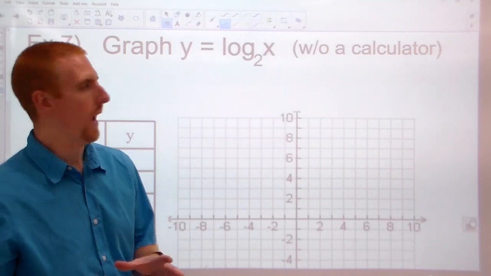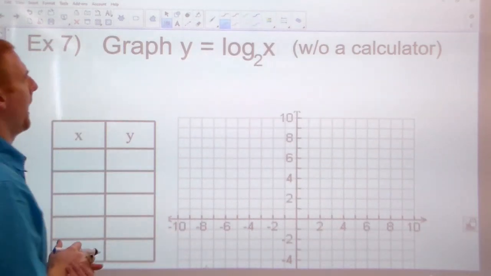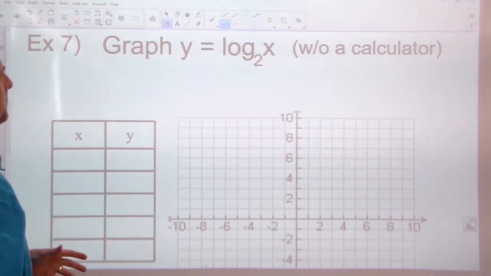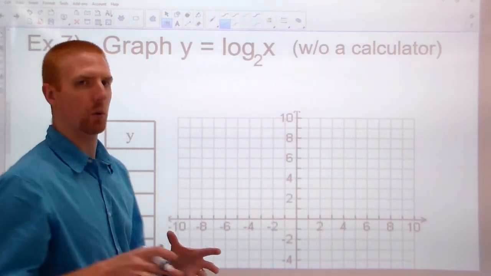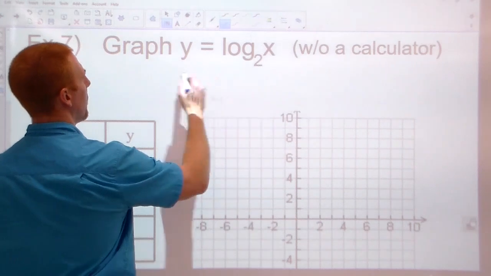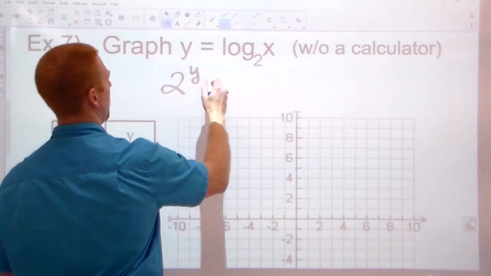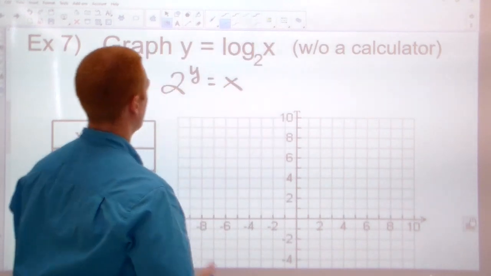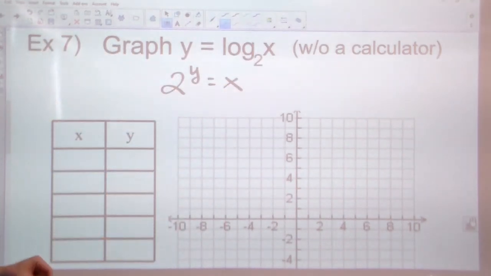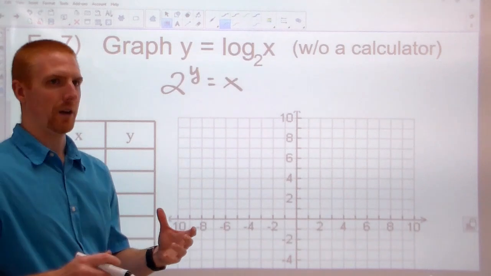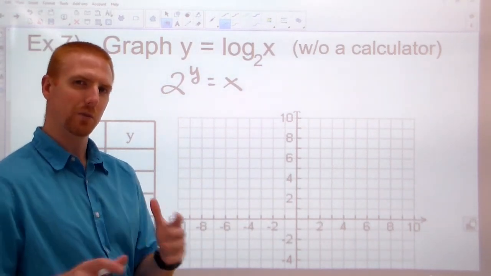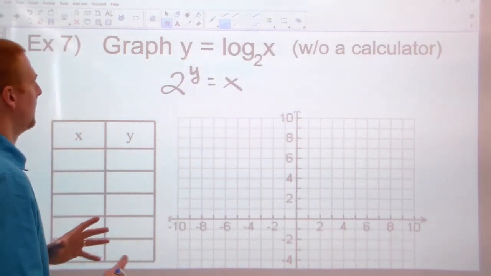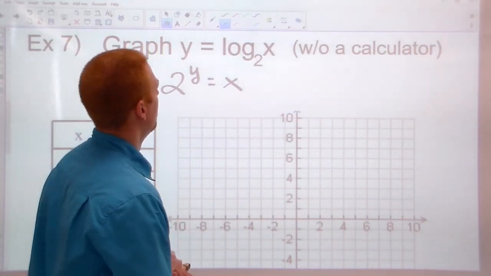So now let's graph y equals log base 2 of x without a calculator. My advice with these is to do something a little strange, but it seems to work pretty well. Rewrite this as an exponential. 2 to the y equals x. 2 to that exponent equals this result. Now what that's going to mean is you need to plug in values of y to get the x, which is really bizarre, not truly how a function works, but as far as making a graph, this is a pretty good way to do it.